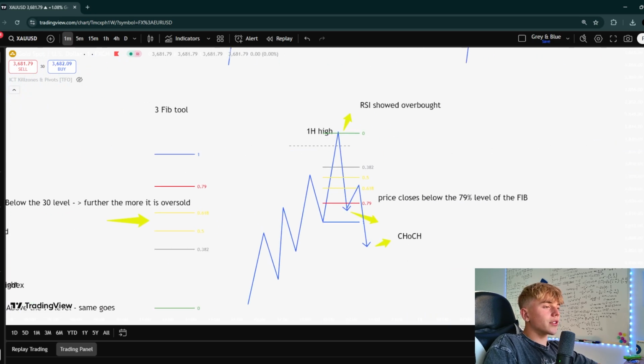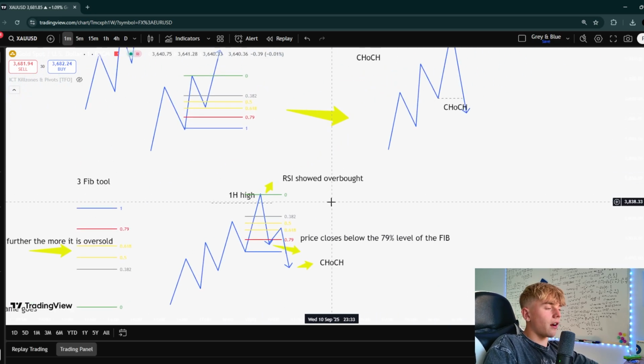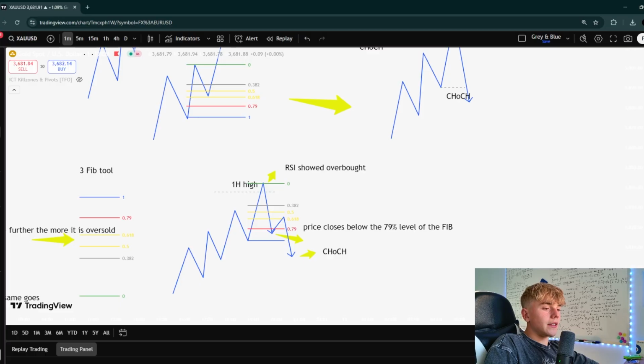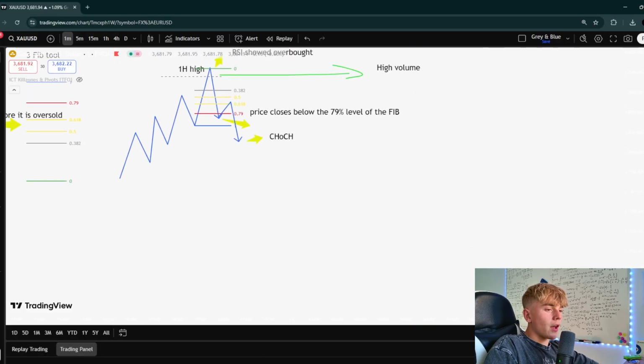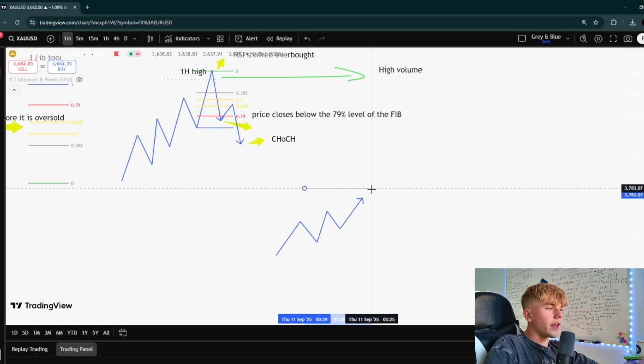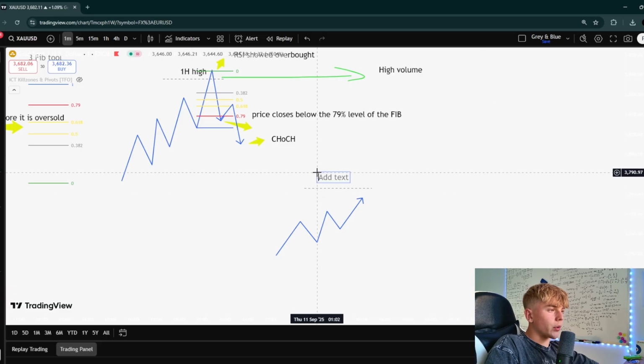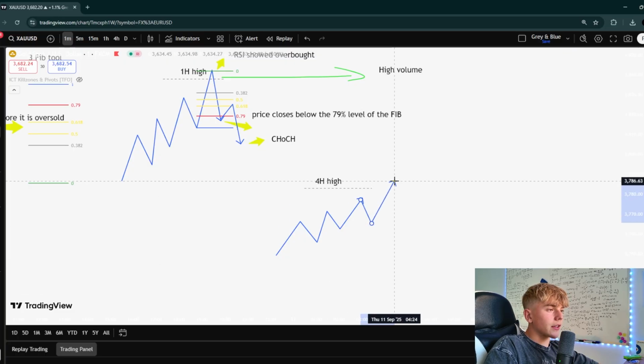Now, the important thing, and a little top secret trick I use, is once in this area we see price have a liquidity sweep, I want to see high volume. Let's say price was trending up. We have a 4-hour high up here, so an even bigger, more important area of liquidity, and price did actually sweep it like so.